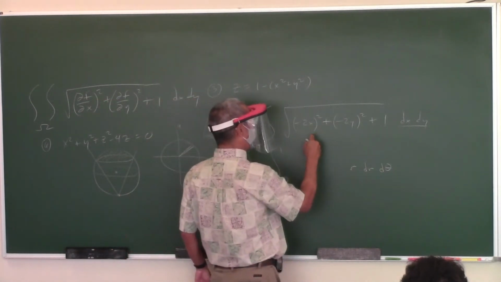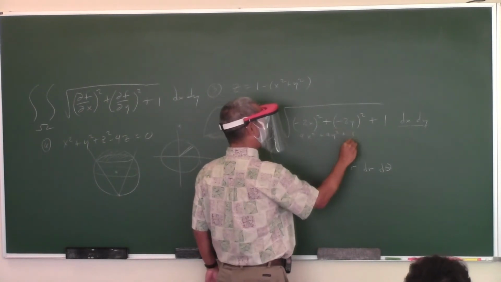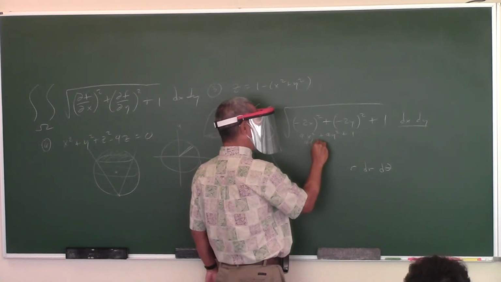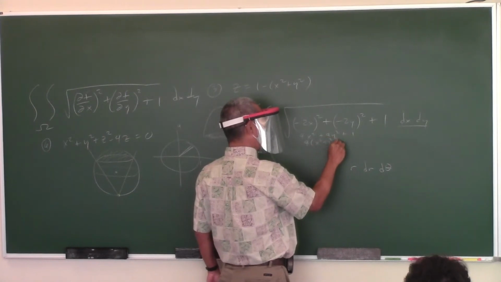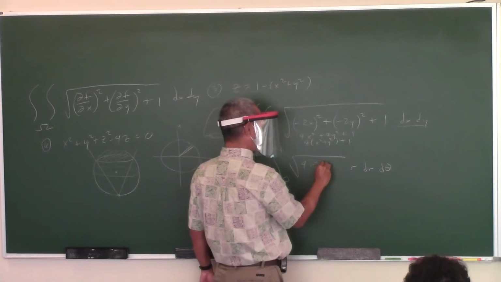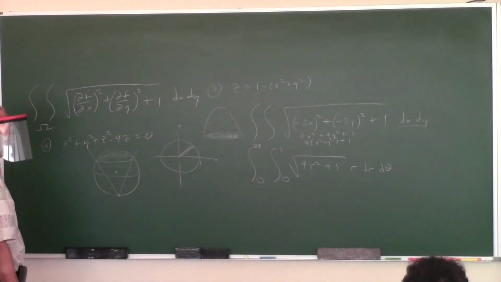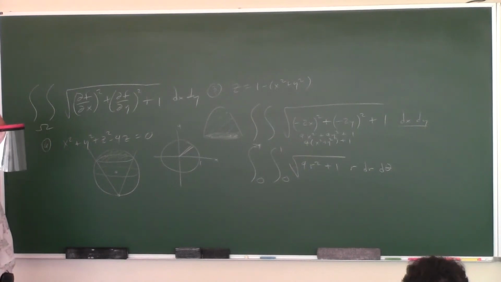And then over here, you've got 4x squared plus 4y squared plus 1, which is like 4(x squared plus y squared) plus 1. So isn't that just the square root of 4r squared plus 1? Yes. And there you go. That's a way easier integral than if you tried to do it in rectangular.